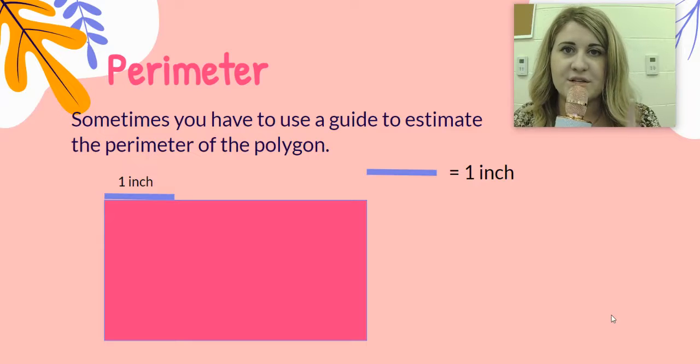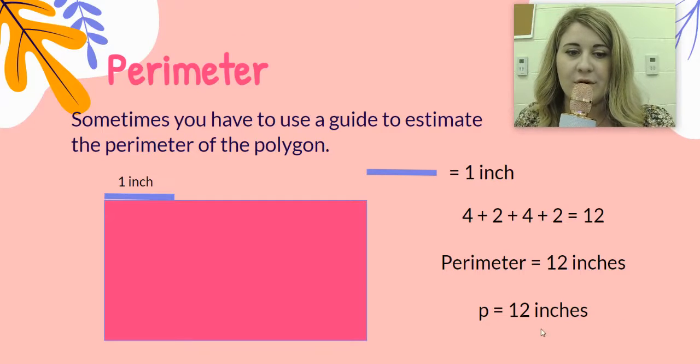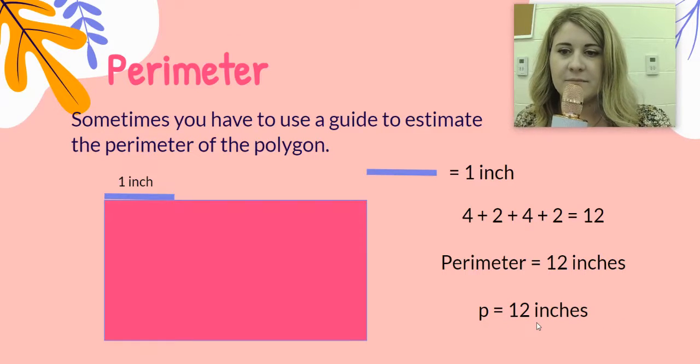It's very important to remember to add up all of the sides of whatever shape you're measuring. If you're measuring a triangle, measure all 3 sides. If you're measuring a pentagon, measure all 5 sides. If you're measuring a quadrilateral, add together all 4 sides, okay? Don't leave one out. So here we have 4 plus 2 plus 4 plus 2, which gives us 12. So our perimeter here is 12 inches, or you could write P equals 12 inches.